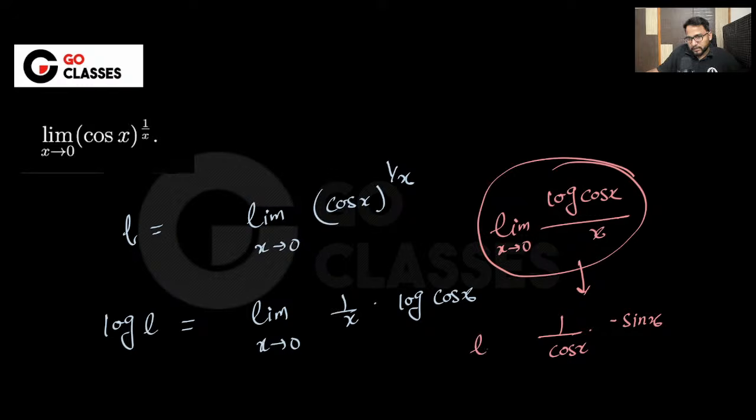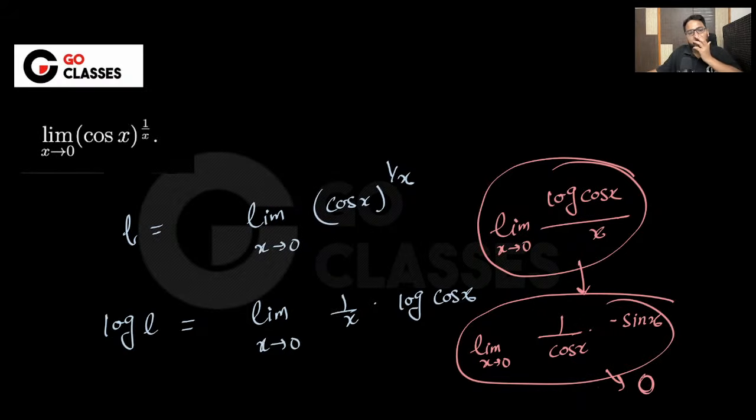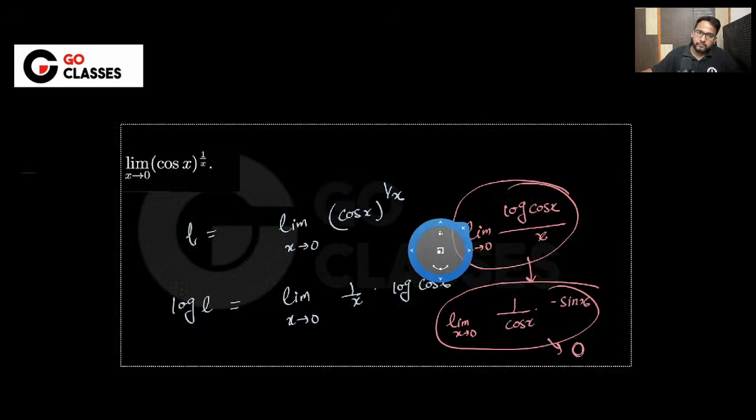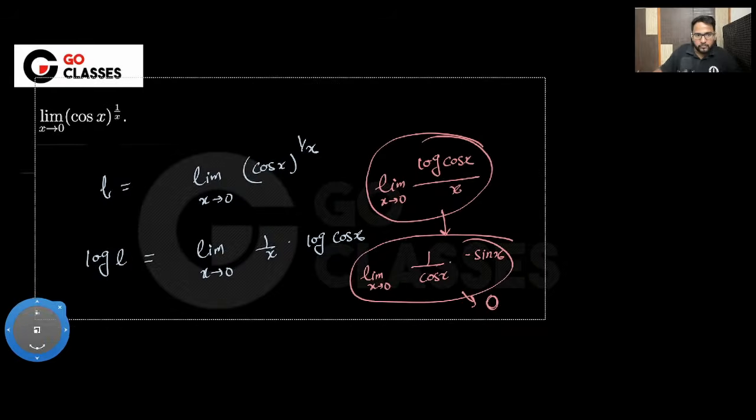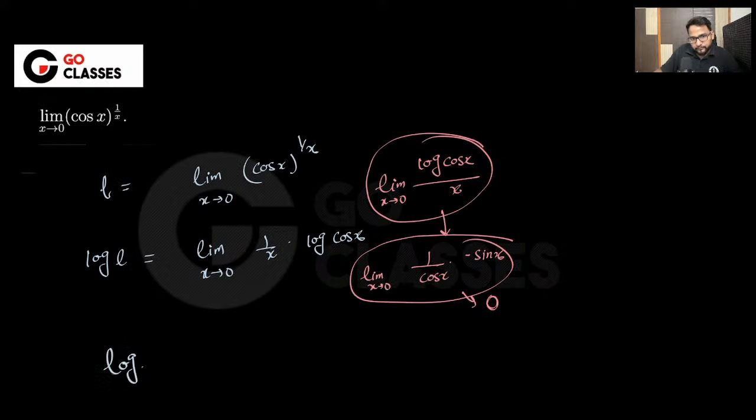So this is limit x tends to 0. Now this will be 0 only. So finally this is coming out to be 0. Okay. So what you got? Finally you got log L to be 0. That means L is e power 0. That means L is 1.